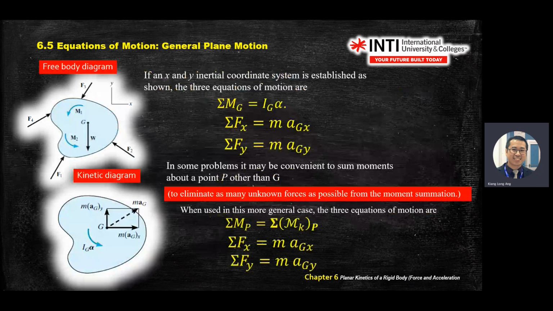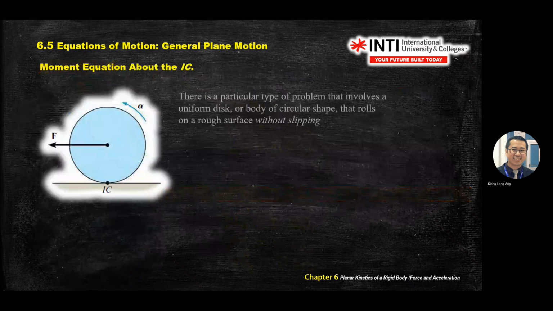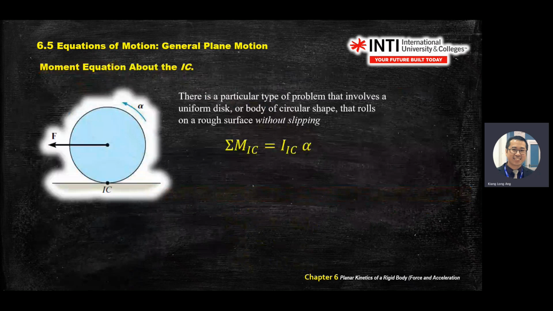So to eliminate as many unknown forces as possible, we use still the same equations: the moment equation and the F equal to ma equation. Okay, I need to highlight this one. Previously we had one method of finding the IC point using the ruler and drawing intersections. Do you remember? I taught you to find the velocity. You put your ruler, draw a point, put the ruler again, draw a point, then you find the intersection.